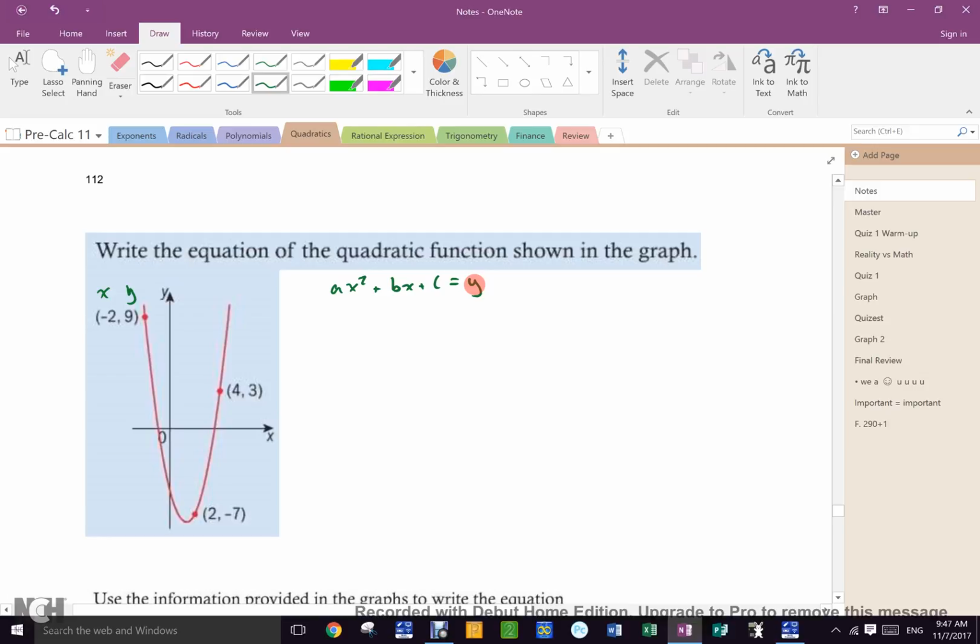Substitute them in. X is negative 2. So this is 4a, correct? What's this? Negative 2b. Do I know c? No. What's y? Okay. Does that help me?